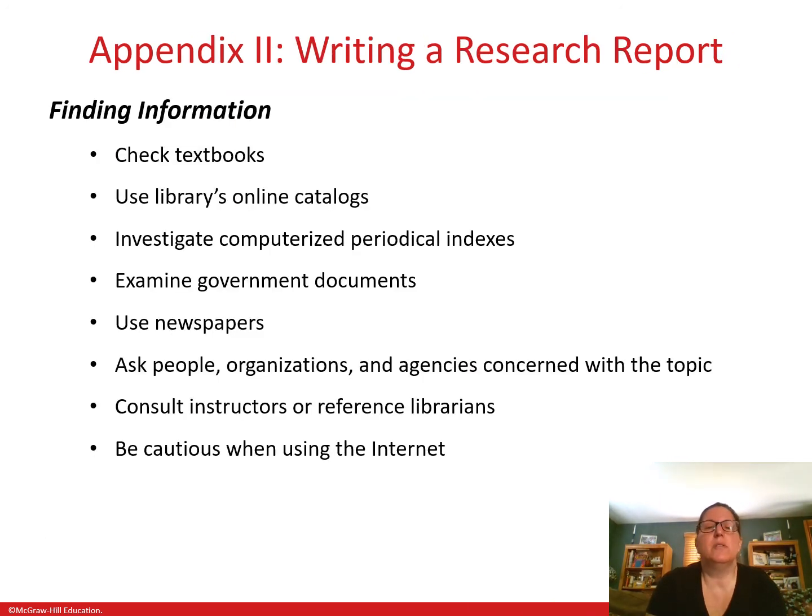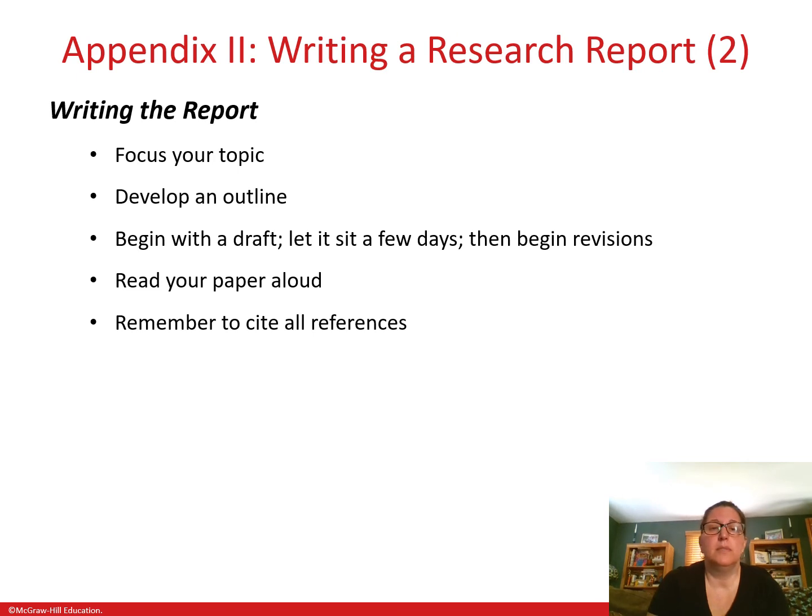And Appendix 2 is again about how to write a research report, where you find the information, all of these different ways to explore a topic and learn more about it: going to the library, looking in newspapers, asking your professors, that sort of thing. And then how to write up that report: writing a draft, getting the information down, reading it out loud and citing your sources.